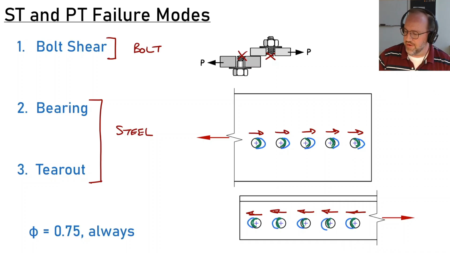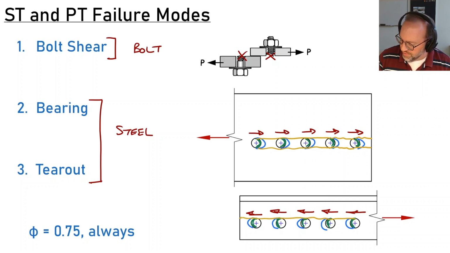Tearout's going to be a little bit different because we're literally tearing the bolt out of the steel plate. So for example, this bolt could get torn out the end in that direction, or one of the interior bolts could get torn into the next adjacent hole. And this could go all the way down through all 5 bolts, or in the opposite direction in this double angle here. So that's going to be known as the tear-out failure.